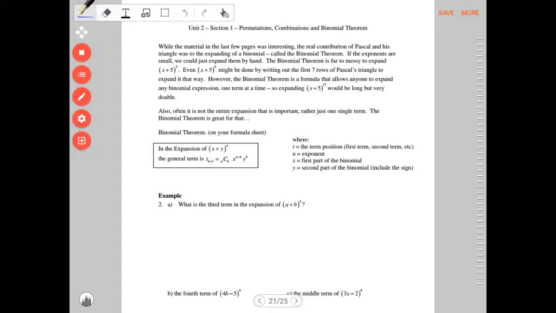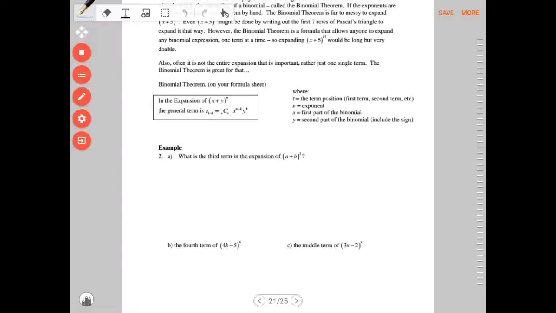Okay. Also, often it is not the entire expansion that's important, rather just one single term. The binomial theorem is really great for this. Okay, so the binomial theorem, which is on your formula sheet, says, in the expansion of x plus y to the n, the general term is t to the k plus 1 is n choose k, then x to the n minus k, y to the k, where t is the term position, so the first term, second term, third term, fourth term. n is the exponent, x is the first part of the binomial, and y is the second part of the binomial. Okay, so we're just going to practice this.